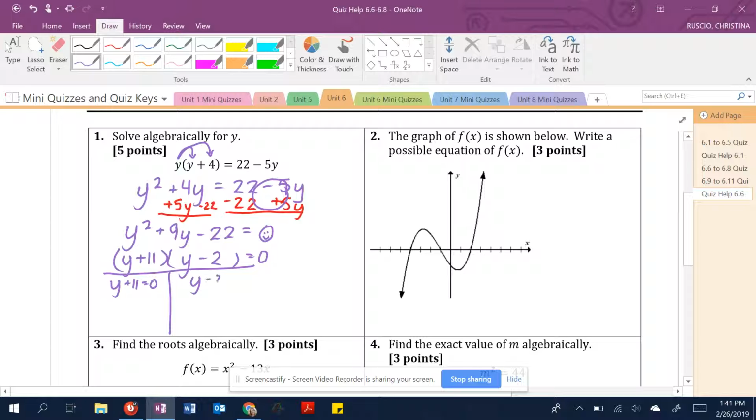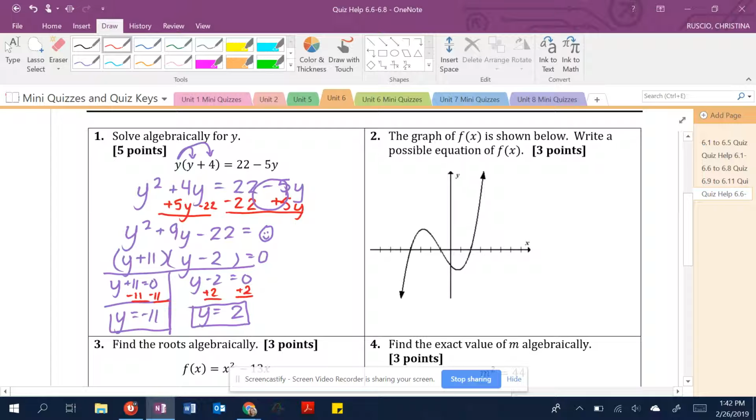Next, we're going to set each of those equal to 0. Each of those factors get set equal to 0, so we get y is equal to negative 11 and y is equal to positive 2. So those are my two answers. It's because I added 2 to both sides over here, and over here I subtracted 11 from both sides. I'm just getting y alone in both of those equations.